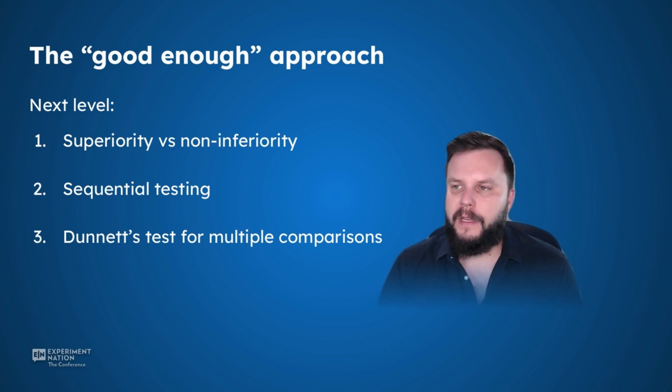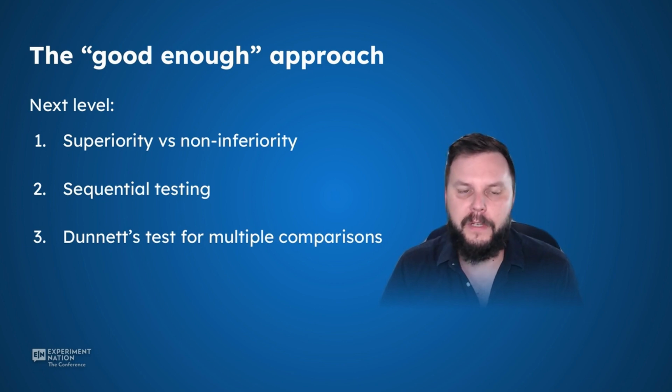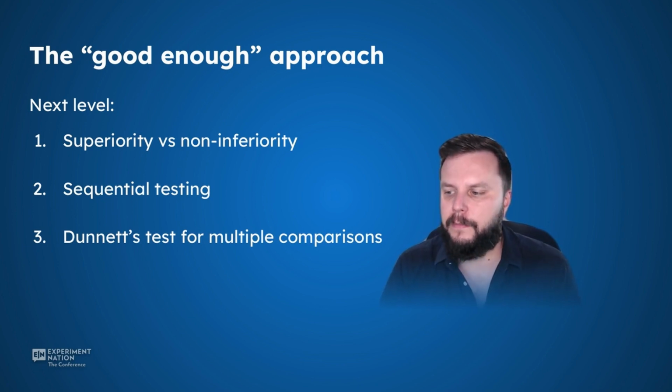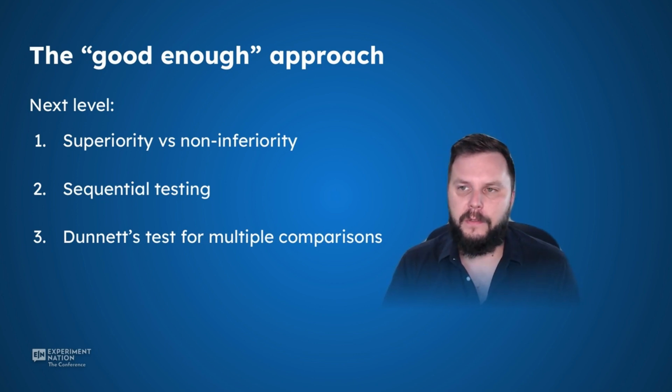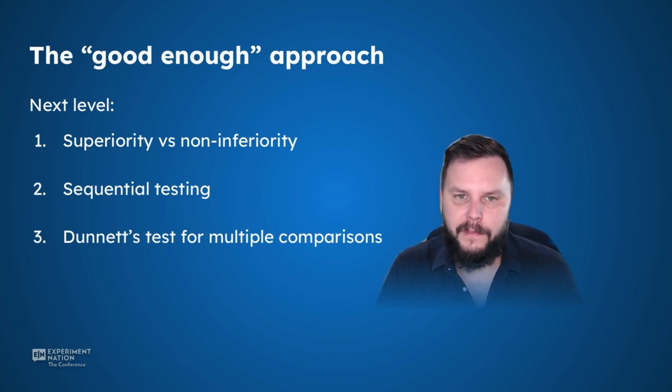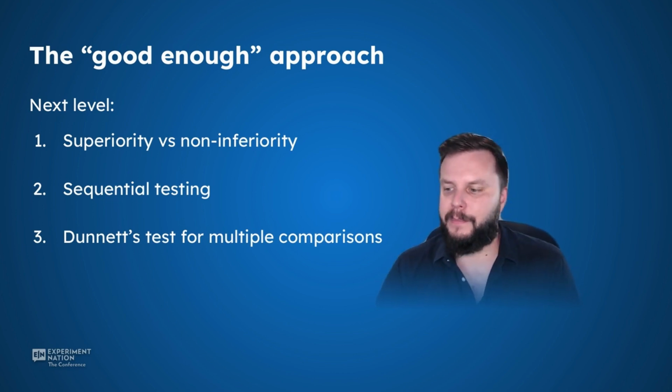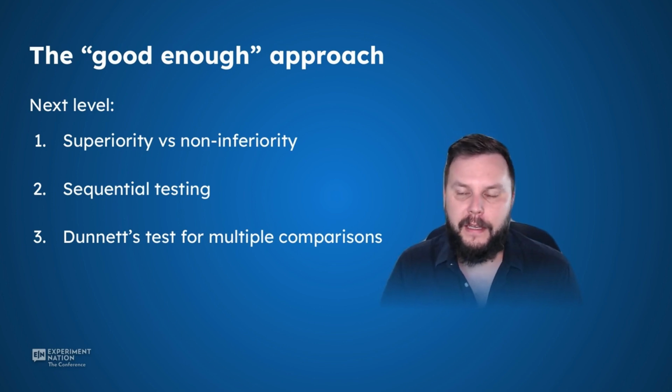So there's next level stuff with this good enough approach to test statistics. Superiority versus non-inferiority is one that I mentioned a couple times. It's a little bit more challenging to calculate, but not too bad. Basically, the way it works is you decide what your non-inferiority margin is going to be. So you can say, we're okay if there's an undetected 1% drop or a 2% drop, or you probably aren't going to be comfortable with 10%, but it's up to your context and your appetite for risk. So you set that margin, and then it calculates the lift from there.